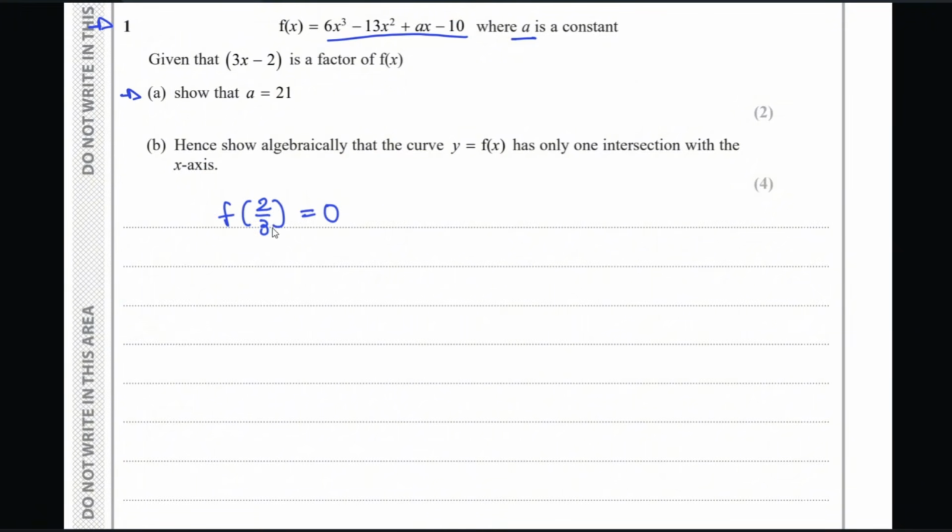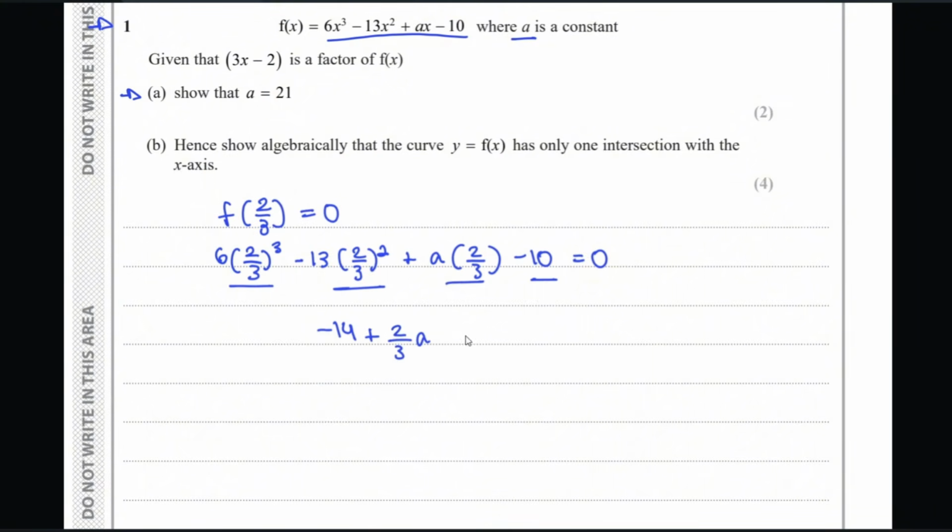If we substitute 2 over 3 in place of x in the function, that should be equal to 0. So this becomes 6 times 2 over 3 cubed minus 13 times 2 over 3 squared plus a times 2 over 3 minus 10 equals 0. Let's simplify these. Let's use a calculator. When I solve the first term, the second term, and the fourth term together, I get minus 14. And then the third term is just 2 over 3 a. So plus 2 over 3 a, and this is equal to 0.